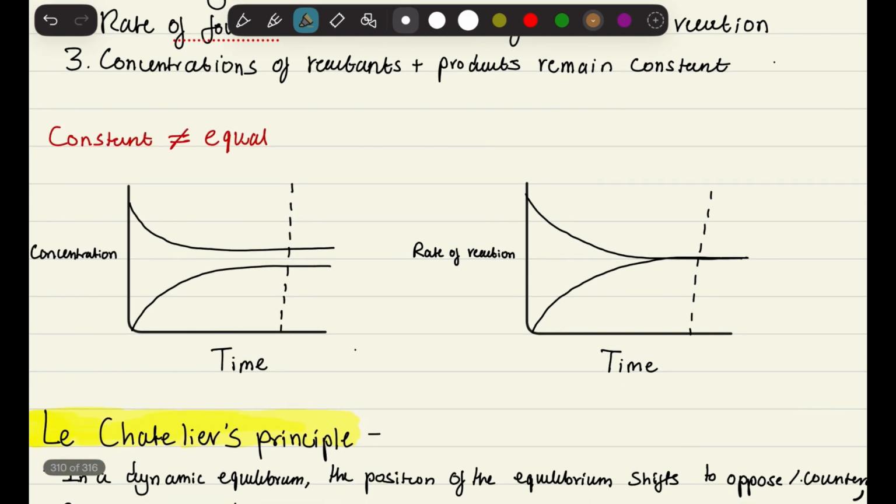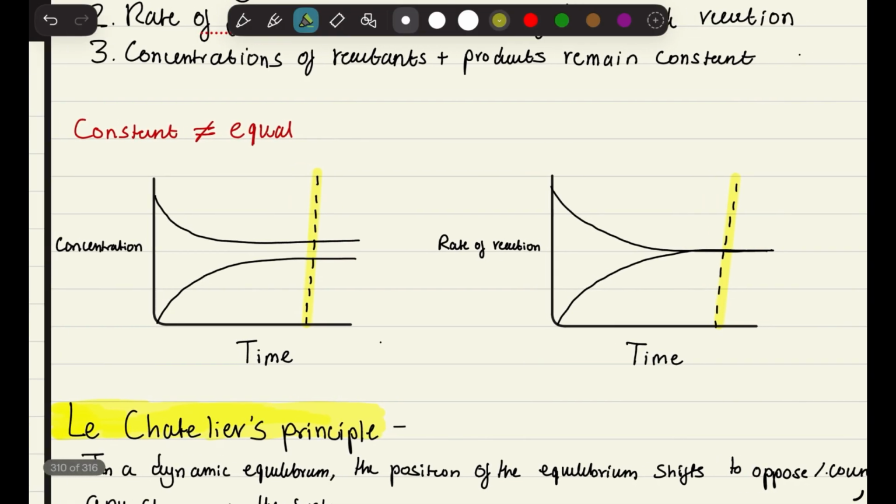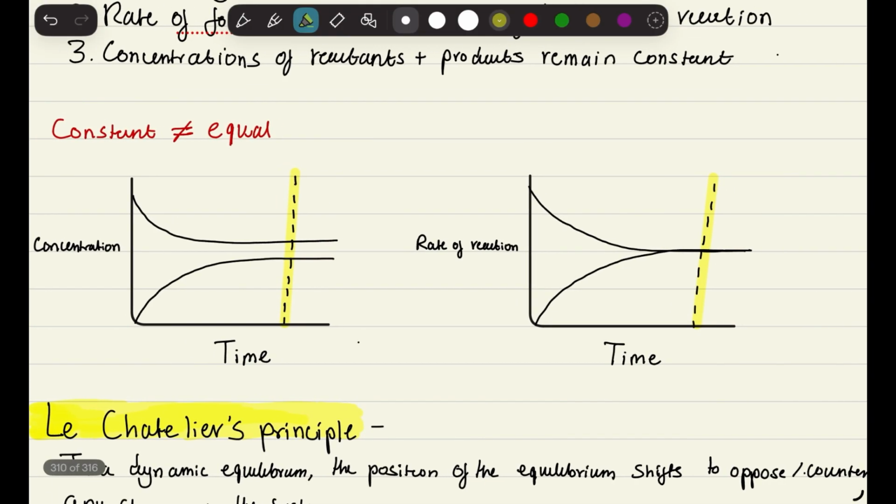Now, here are some graphs to show you. This dotted line tells me that we're in equilibrium. Say that this first one is A and this one is B. You can see that at equilibrium, the concentration stays the same, and the rate of reaction also stays the same. If this one up here is the forward reaction and that one is the backward reaction, that's staying the same.